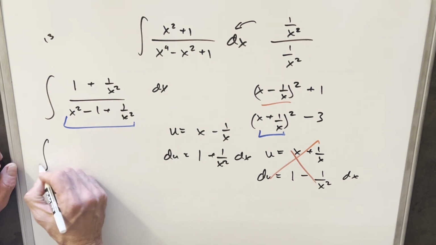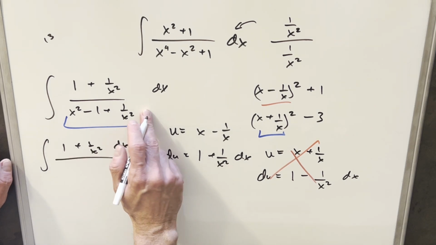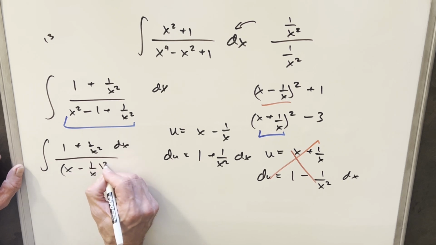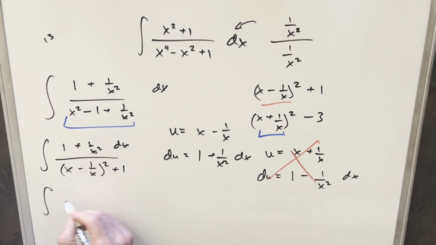So I'm going to go ahead and we'll set this up. We'll just rewrite the numerator as we have it. And then now for the denominator, we'll use this factoring, (x minus 1 over x) squared. So now we'll just go ahead and use this substitution that I have over here. So the whole numerator is going to be our du. And then the denominator is going to become just u squared plus 1.